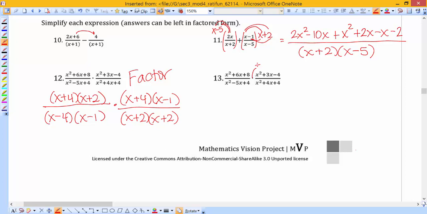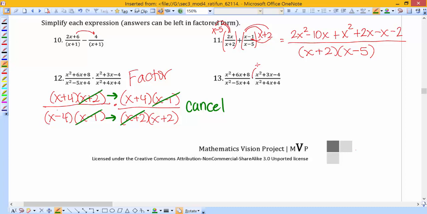So multiplication is done straight across. You put your numerators together, you put your denominators together. And at the same time, I'm going to look for things that can cancel out. So I can cancel an x minus 1 with an x minus 1. I can cancel 1 x plus 2 with an x plus 2. That's as far as I can cancel.